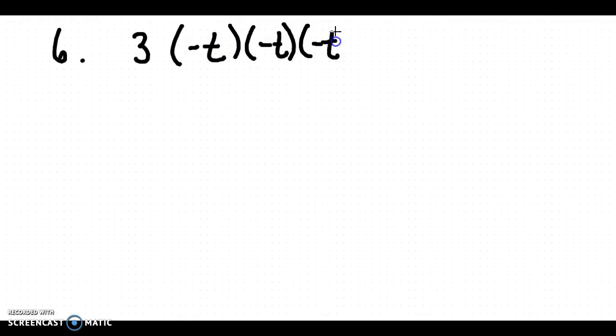Let's go ahead and look at number 6. We've got 3 times negative t times negative t times negative t. We'll keep the 3. The negative t occurs 3 times, being multiplied together 3 times. So we'll take negative t as our base and take it to the 3rd power, and that's going to be our final answer.